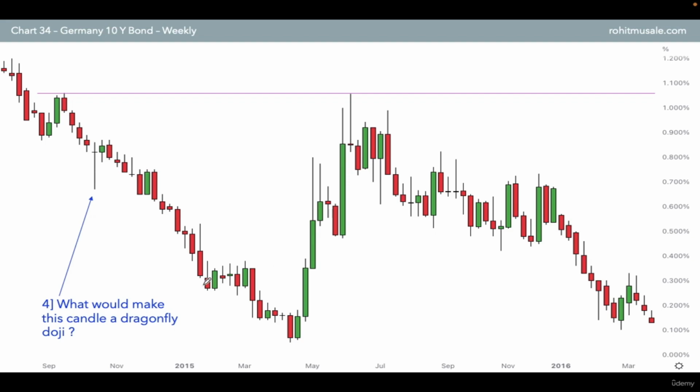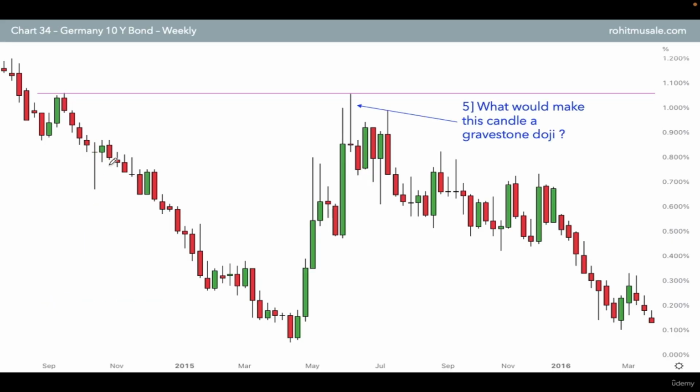Number 4, what would make this candle a dragonfly doji? Well, a dragonfly doji does not have an upper shadow. So if this candle did not have an upper shadow, the price had closed like this. That's a dragonfly doji. What would make this candle a gravestone doji? So a gravestone doji does not have a lower shadow. So if this candle was like this, that's a gravestone doji.